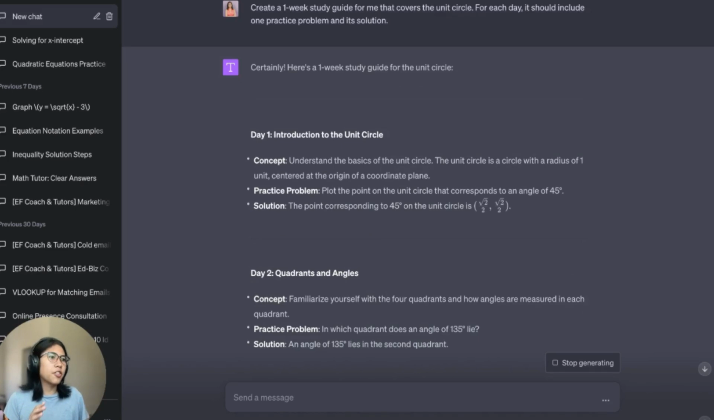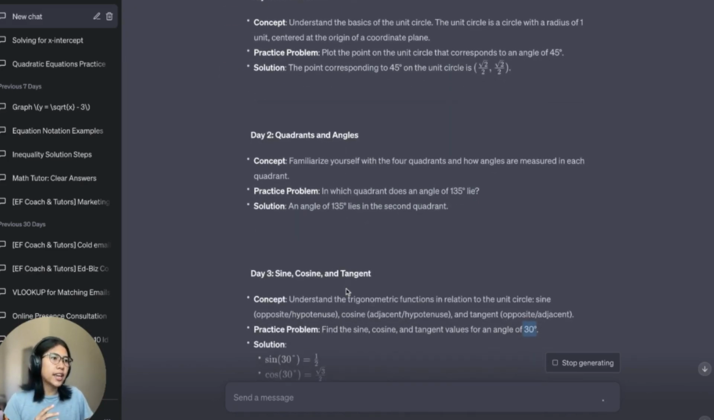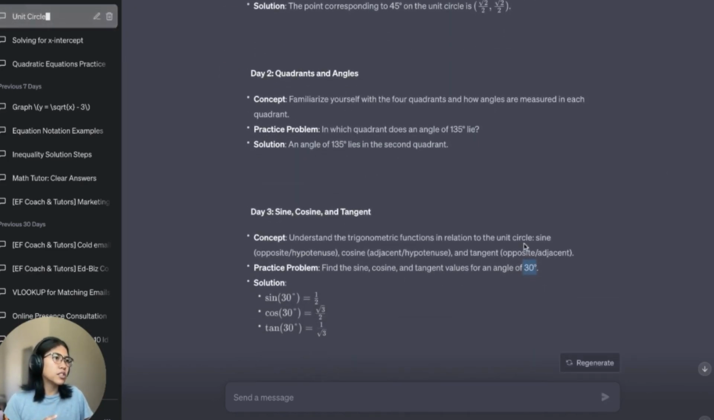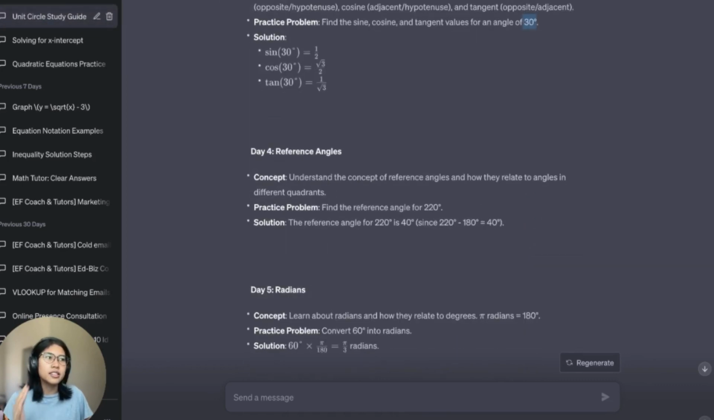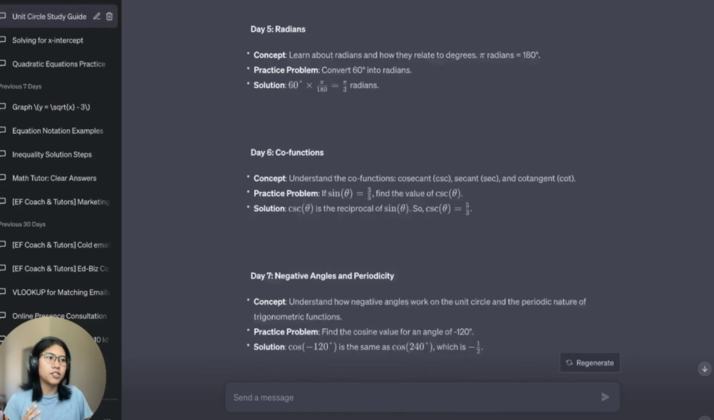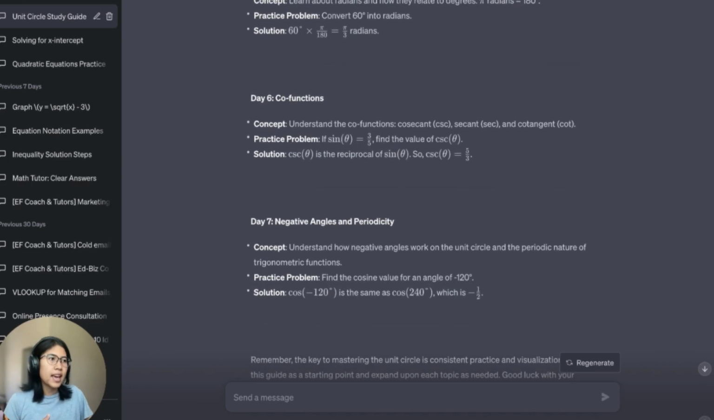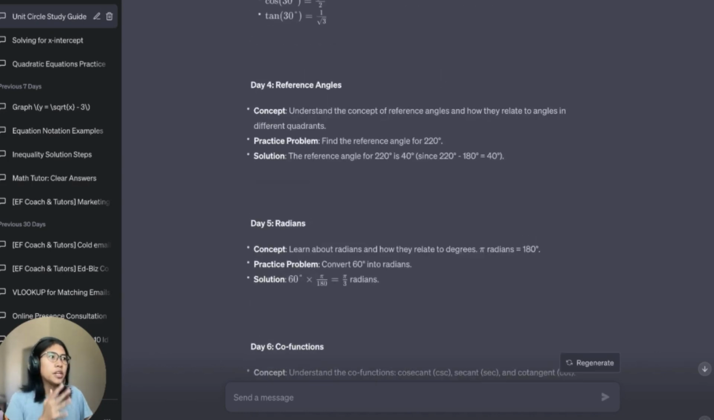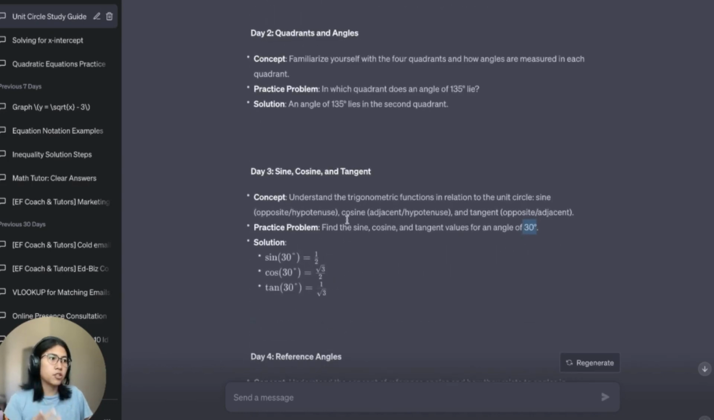You can see here that day 2 is about quadrants and angles. Day 3 is about sine, cosine, and tangent. Day 4 is reference angles. Day 5 is radians, and so forth. And let's say that when you read over the sine, cosine, and tangent, and you're like, how is sine of 30 degrees equal to 1/2? You can also go ahead and ask ChatGPT here, how did you find sine of 30 degrees?